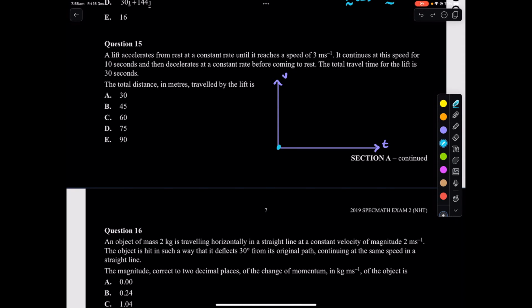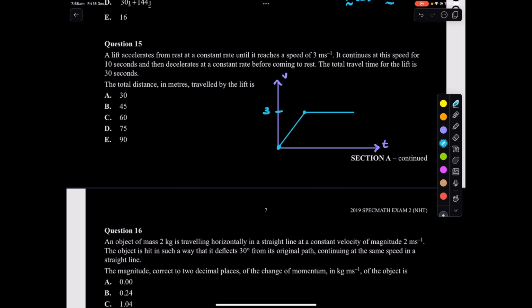Remember, if it's deceleration, it's negative. But here, it's accelerating, so it's going to be a positive gradient. And it's constant, so it's going to look like something like this. A car accelerates from rest at a constant rate until it reaches a speed of 3 meters per second. So remember, this is velocity, so this here is 3. Done. It continues at this speed for 10 seconds. So a constant velocity stays at 3 meters per second for 10 seconds.